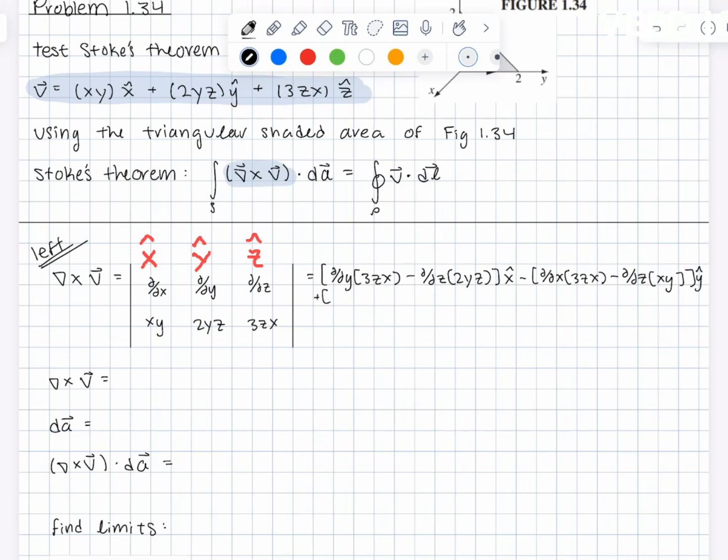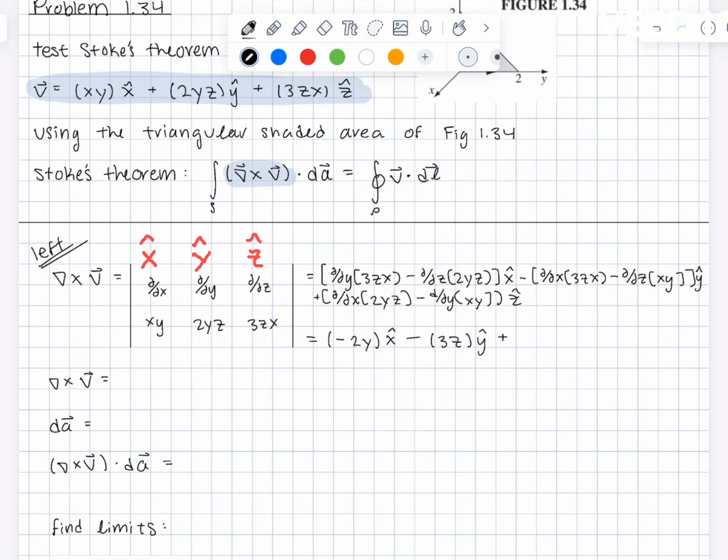And finally, we will add the z-hat component, which will be partial with respect to x of 2yz minus the partial with respect to y of xy in the z-hat direction. And we can simplify that. We will get the partial derivative of 3zx with respect to y is 0. So then we'll just have minus the partial with respect to z of 2yz. That will just be 2y in the x-hat, minus the partial derivative with respect to x of 3zx is just going to be 3z, and the partial with respect to z of xy is going to be 0, so you don't have to subtract anything out there, so that's in the y-hat direction.